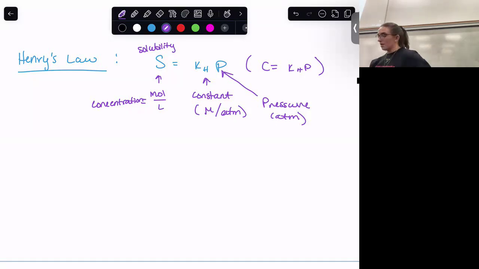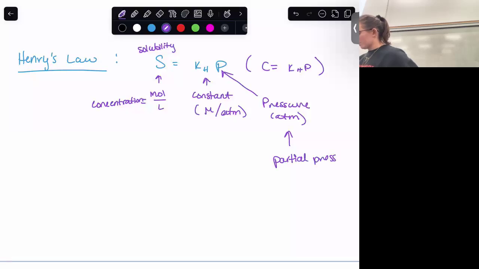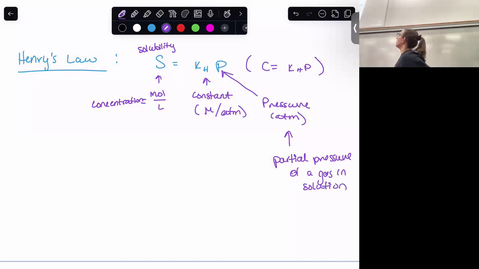Okay, so this is the pressure. If you're solving for the concentration of a specific gas in a solution, this could also be the partial pressure of the gas. You can solve for that. If you know the moles of that gas in solution, you can solve for the partial pressure of that gas.